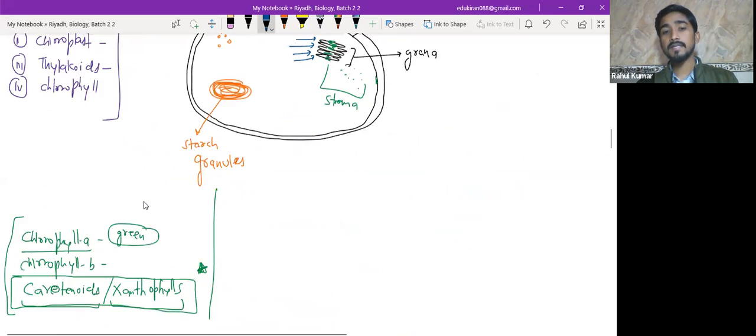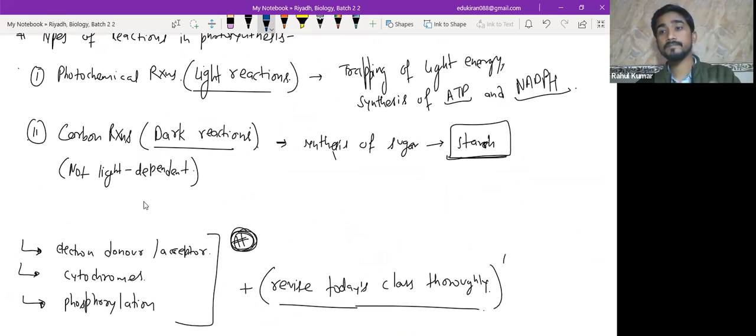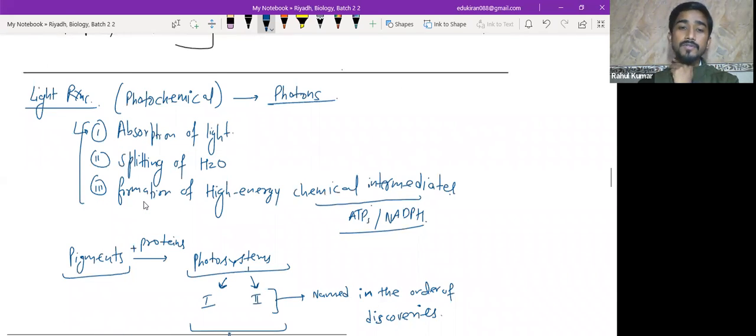Which means 6 times this cycle has to go. 6 Calvin cycles are required, correct? So if 6 Calvin cycles are required, the question is, how many total ATP and NADPH molecules are used to make 1 molecule of glucose? This is also an entrance question.